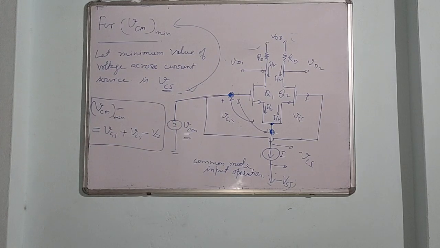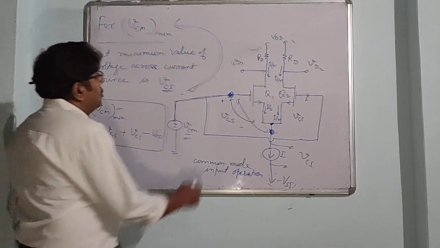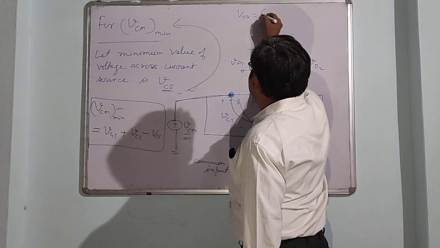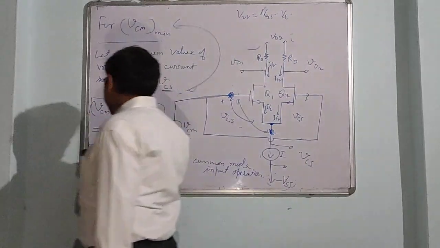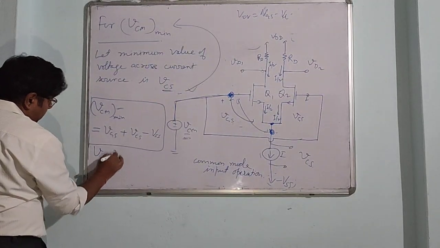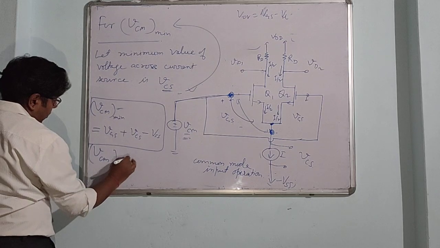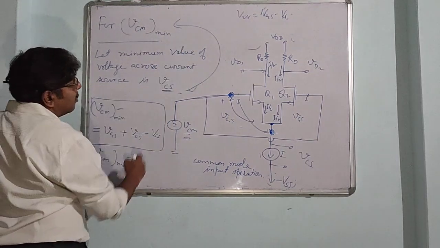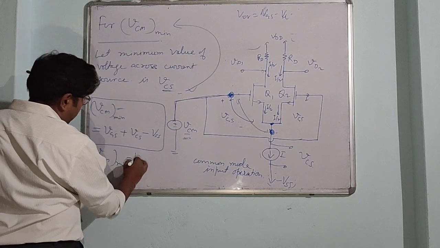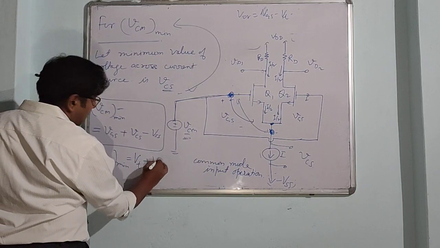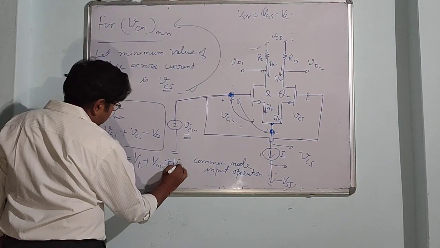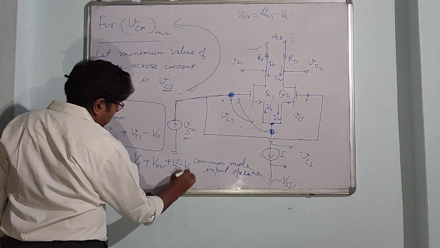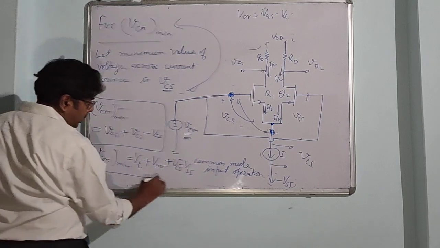So from here we can calculate this. Okay. You can also write this VGS in terms of overdrive and VT. What is overdrive? This is VGS minus VT. So you can also write VCM minimum is equal to VGS, that is VT plus overdrive, plus VCS minus VSS. You can also write this expression.